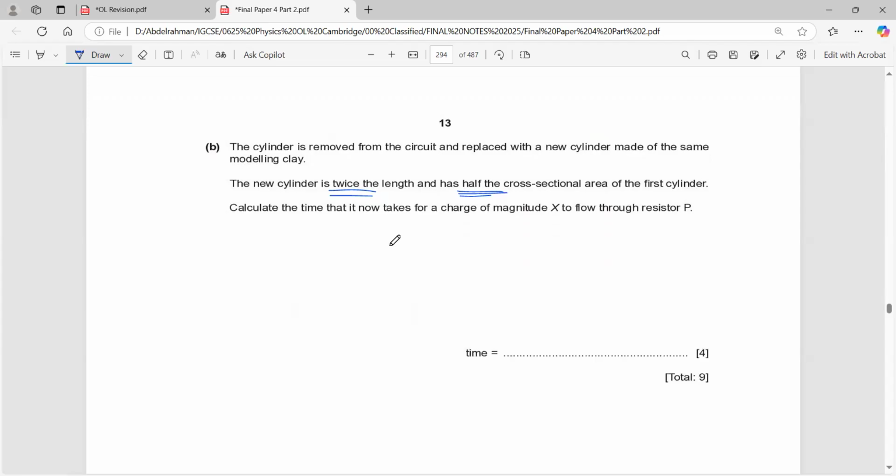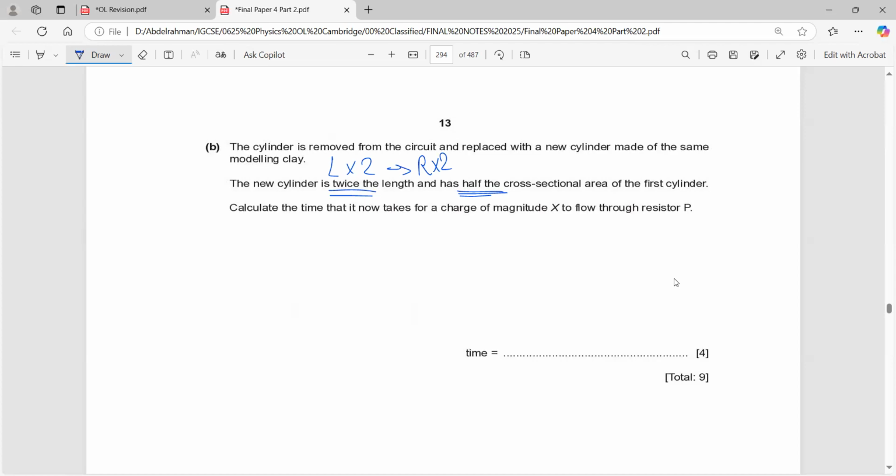Okay. What happens when you increase the length? Twice the length. I'm increasing the length. What happens to the resistance? The resistance is also increased. They're directly proportional. When you multiply the length by 2, the resistance is also multiplied by 2.